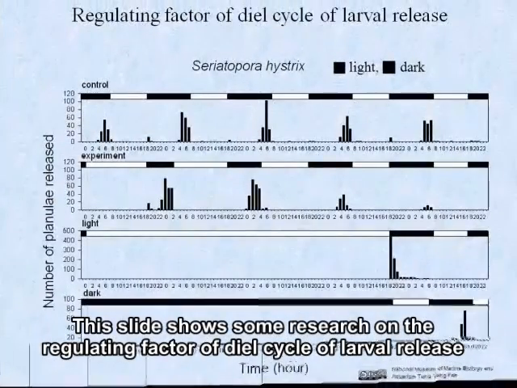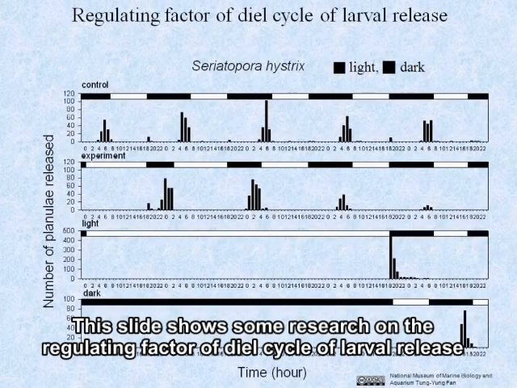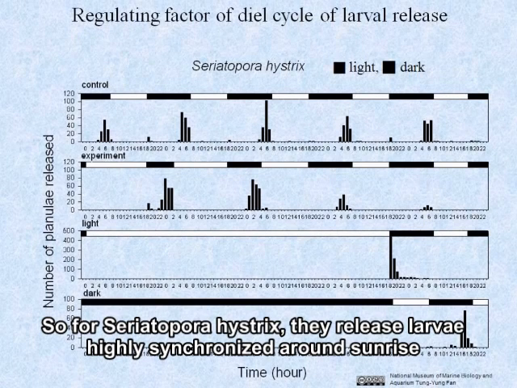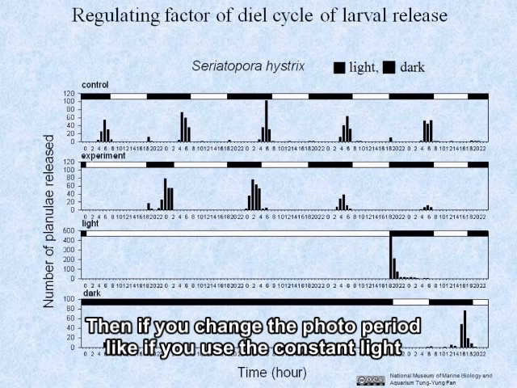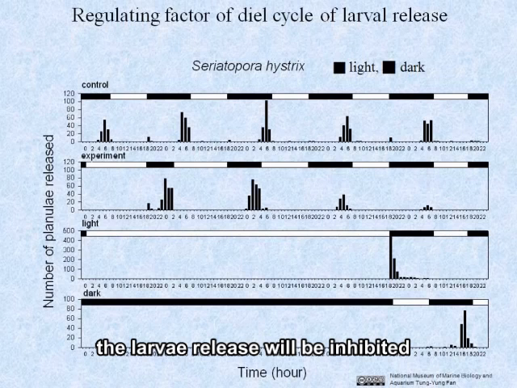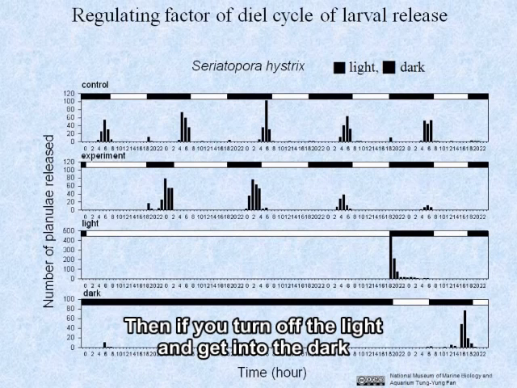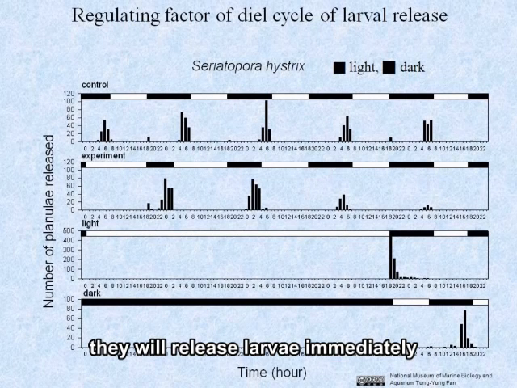And this slide shows some research on the regulating factor of the diel cycle of larva release. For Ceratopora hystrix, this species releases larvae highly synchronized around sunrise, as shown under controlled conditions. Then, if you change the photoperiod, like using constant light, the larva release will be inhibited. And then, if you turn off the light and get into the dark, they release larvae immediately.